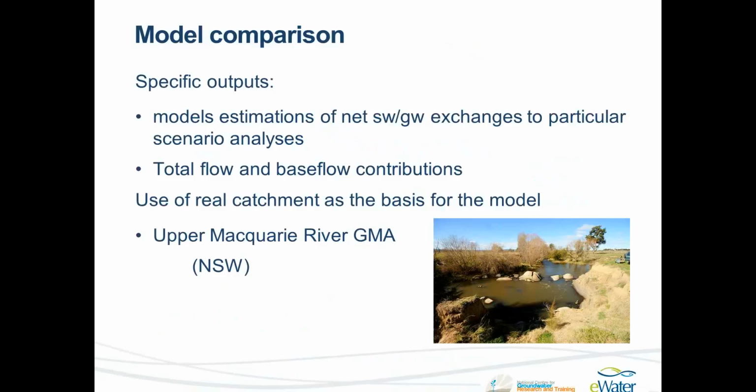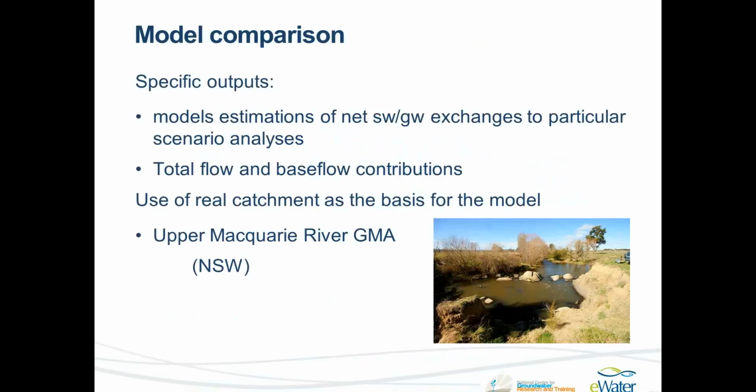To do this, I've used a real catchment as the basis for this research, and the area chosen is the Upper Macquarie River Groundwater Management Area, which is in central New South Wales. It's a fairly productive, narrow alluvial aquifer, and there's quite a lot of pumping that goes on. There's a lot of surface water extraction, and there are some strong surface water groundwater exchanges, which makes this the perfect candidate for building a model and also pushing it in different ways to see how the different models respond in terms of capturing these dynamics.